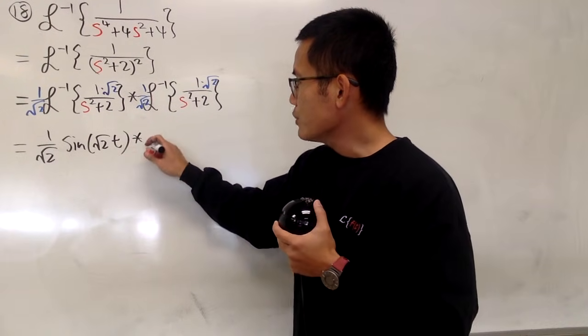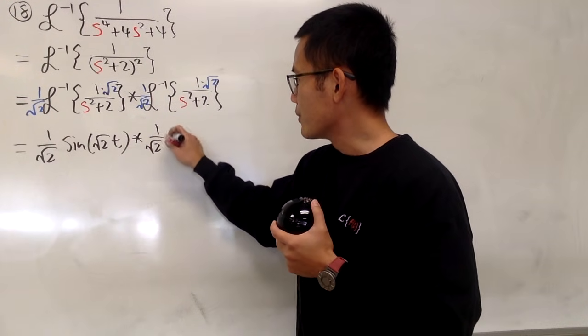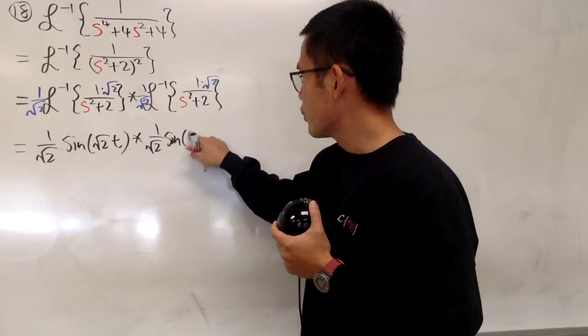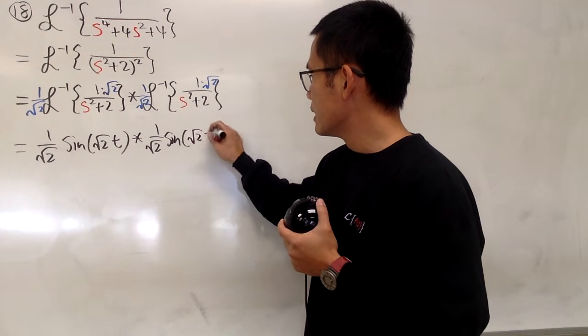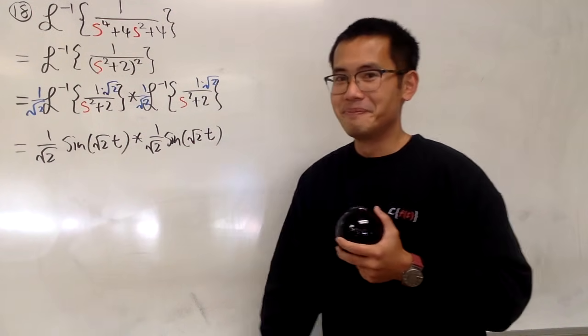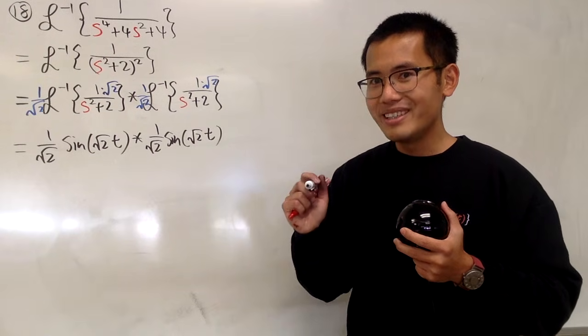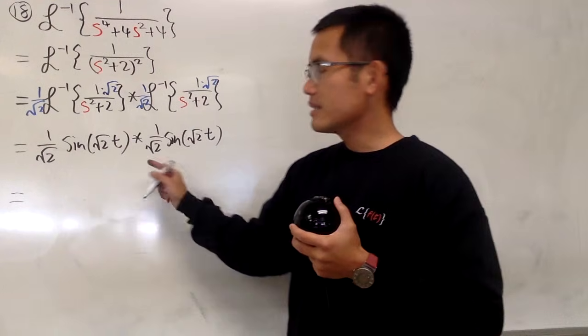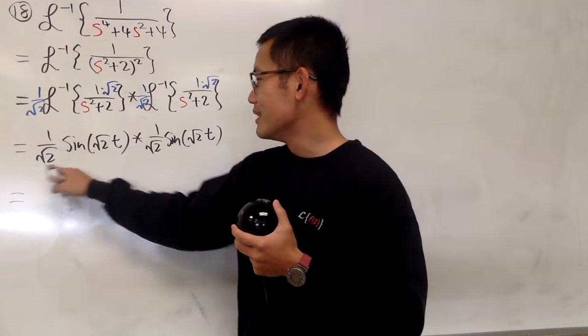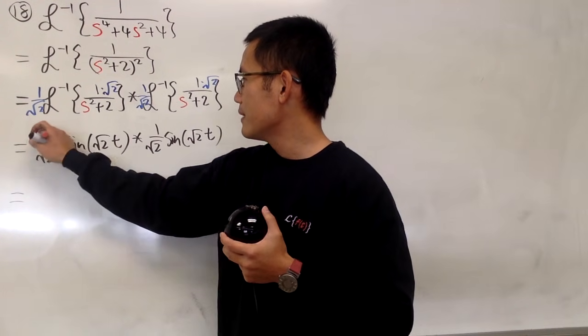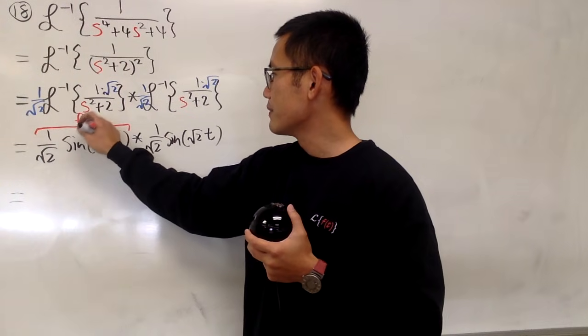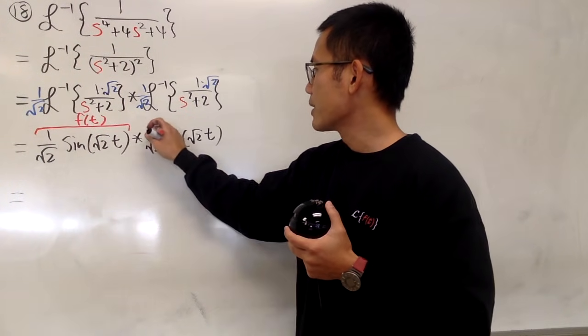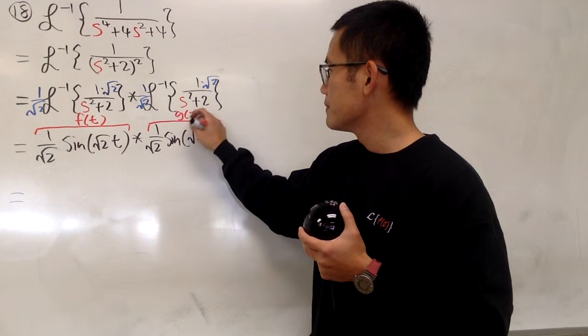And you have to do the convolution of 1 over square root of 2 sine of square root of 2 t, like this. Now, here we go. This is the convolution formula. First, let me just say this right here is my f of t. And now say this right here is the g of t.